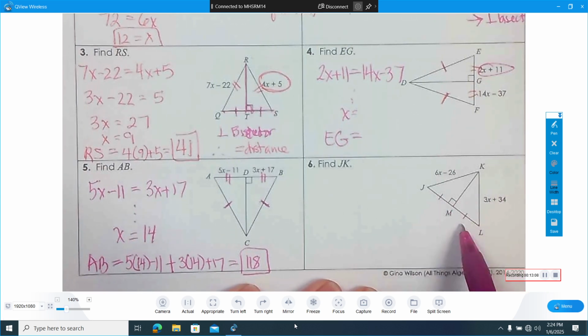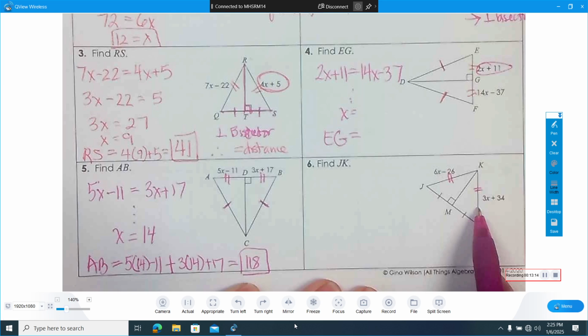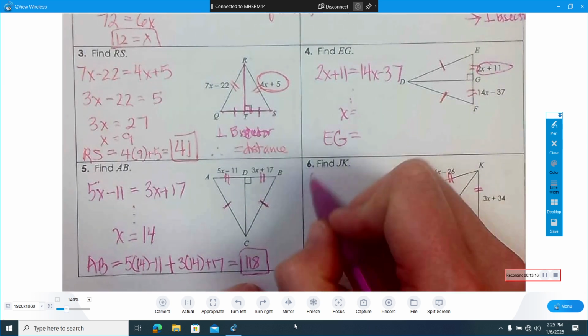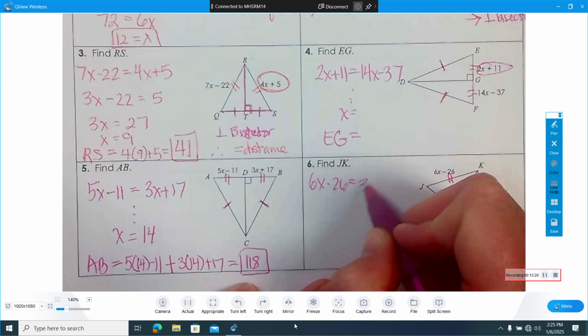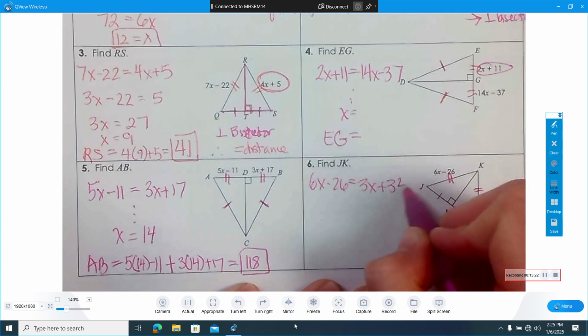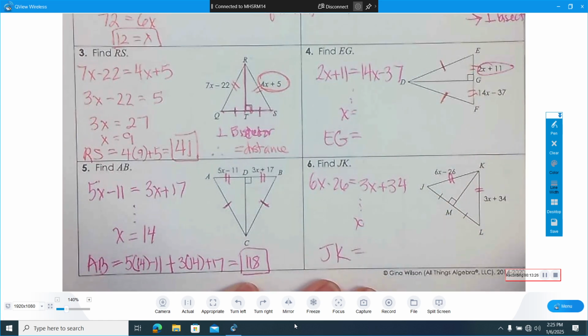We have a perpendicular bisector here, which means my wires must be equal. So 6x minus 26 must equal 3x plus 34. And again, you can solve for x, but then go one step further and get J, okay? Not a problem. All right, any questions on these?